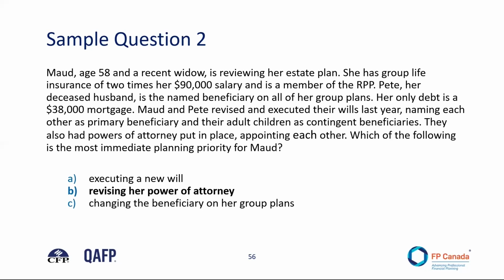Her will is still valid, so executing a new will is not required. And with the existing beneficiary deceased, these assets would be paid to her estate and distributed according to her will, so option C is not an immediate priority.